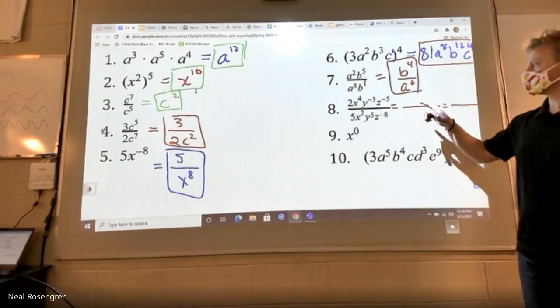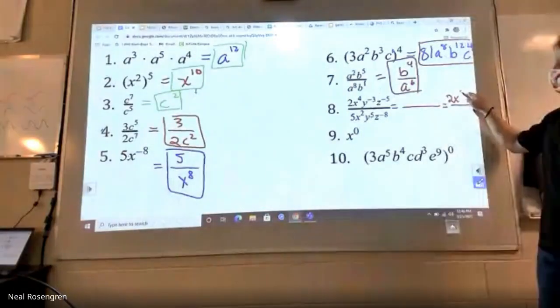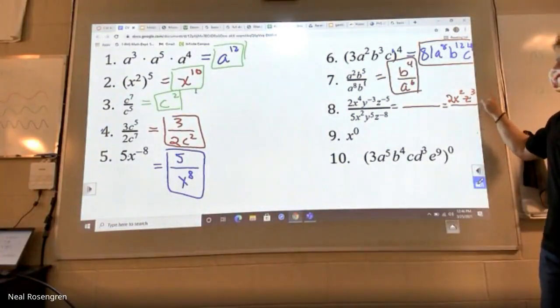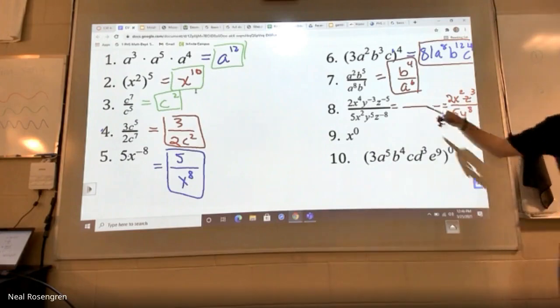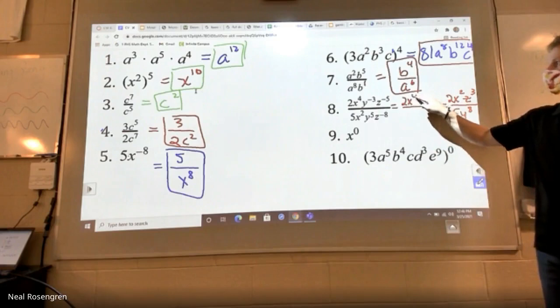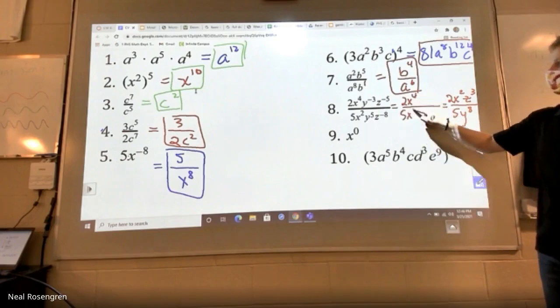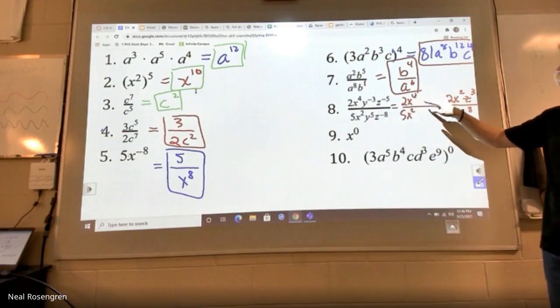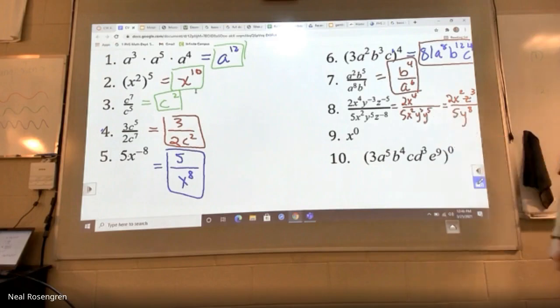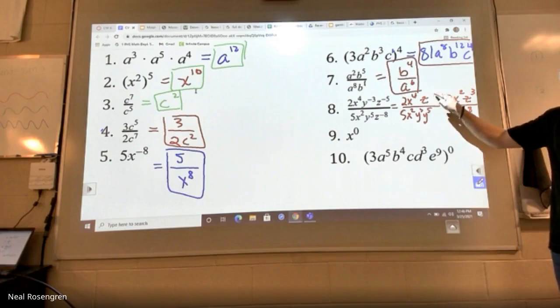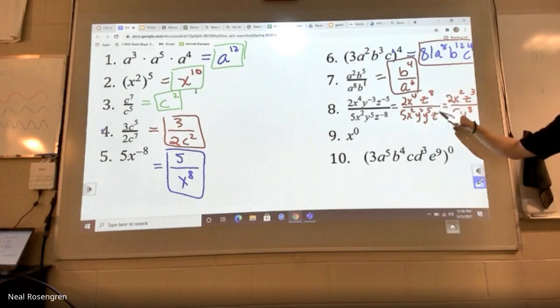2x squared over 5y. Perfect. Right? Because the 2 is good, the x to the 4th is good, the 5 is good, the x squared is good. I'm just going to go numbers, then x's. Now my y's, that y to the 3rd has got to come down and be right next to that y to the 5th. And the z's are actually going to switch spots because they both have the negative.